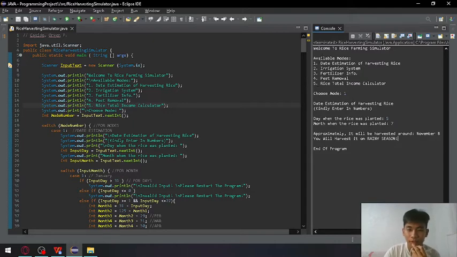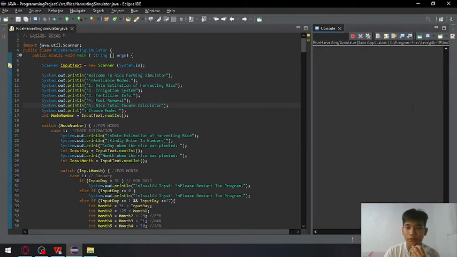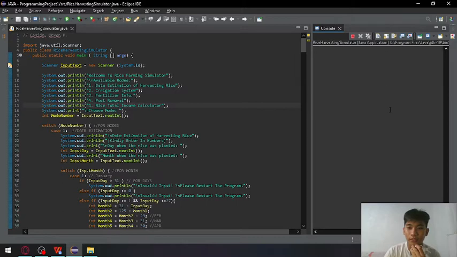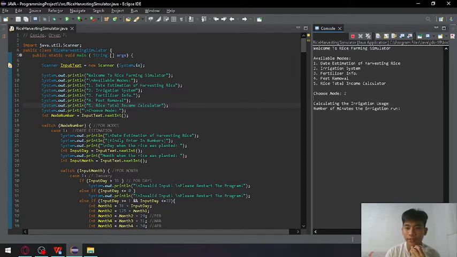So what if naman po mag-input po tayo ng negative input. So for instance po is 1 day when the rice was planted, let's say negative 23. So month when the rice was planted, so 15, wala naman pong ika-15 na month. So paprint po is invalid input. So it will instruct us to please restart the program. So now let's proceed on to second mode, which is the irrigation system.